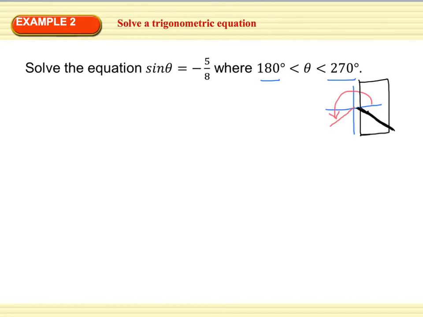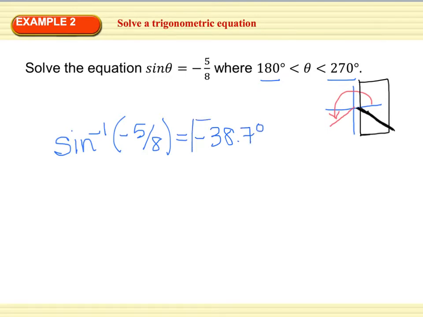So to go ahead and solve this, the inverse sine of a negative 5/8, because you are given that we're between 180 degrees and 270 degrees, go ahead and put your calculator in degree mode. And when I type that in my calculator, I end up with a negative 38 point, and it's like 682, so we'll say negative 38.7 degrees. Okay, so a negative 38.7 degrees is going to be this right here.